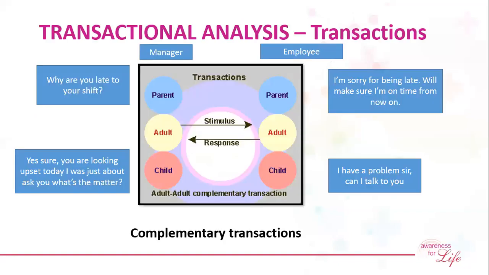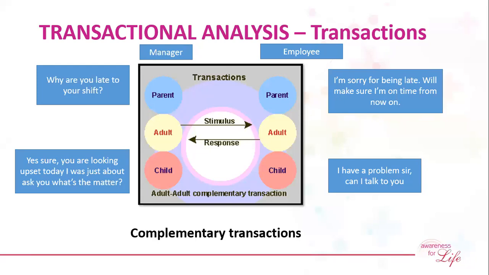Now, let us see some more examples. Let us imagine that the three circles are one person, the manager on your left side, and the other person on your right side, the employee. This manager is asking from his parent ego state, why are you late? Such questioning is generally done by the parent ego state. Disciplining is the department of the parent. Suppose the manager asks, why are you late to your shift? And the employee answers, sir, I'm sorry for being late, I will make sure that I'm on time from now on. This is a complementary transaction: the employee accepted the mistake and said, fine, from tomorrow it will not happen.